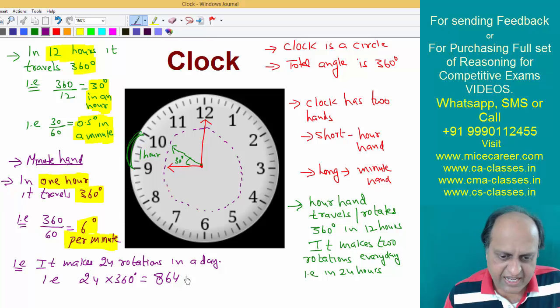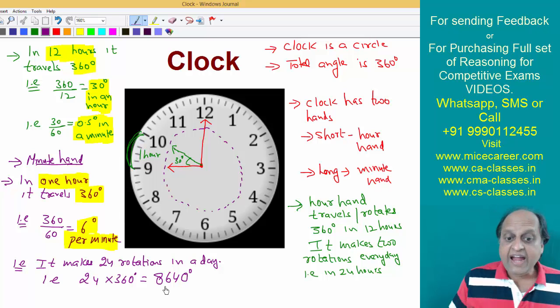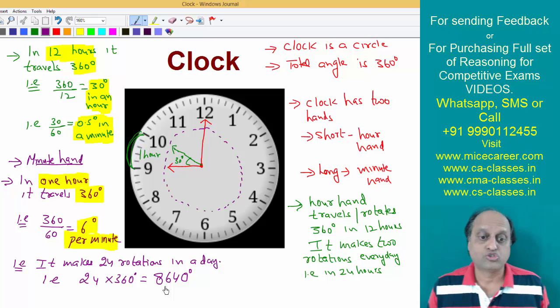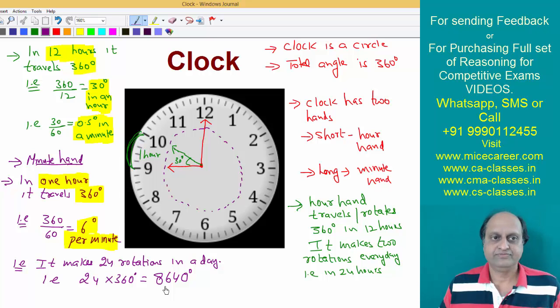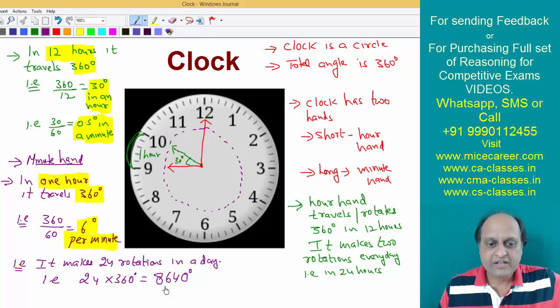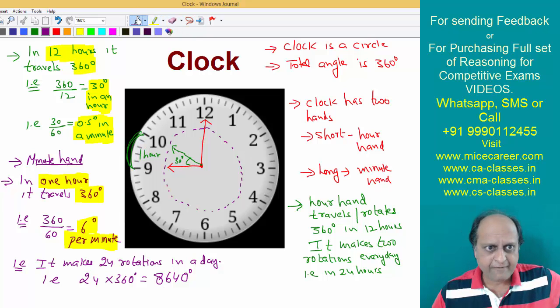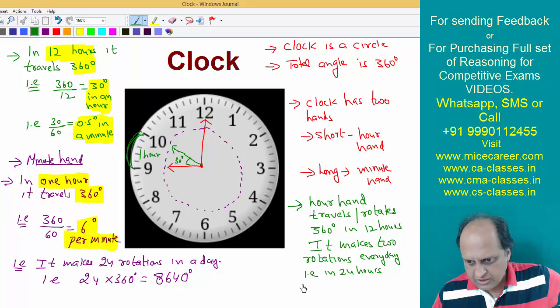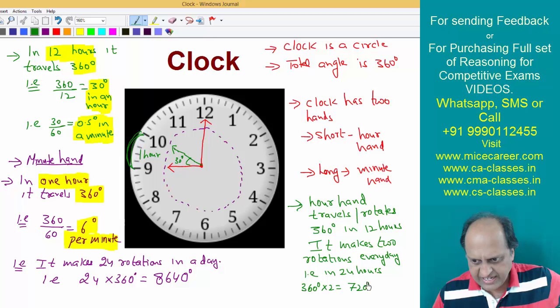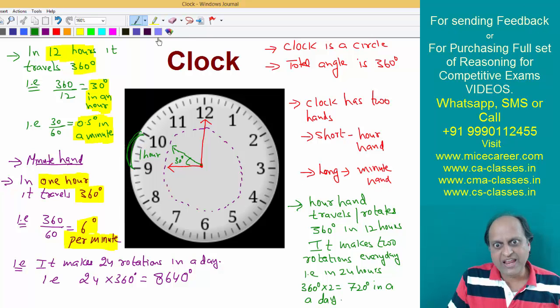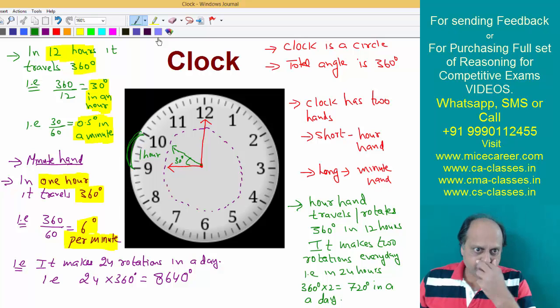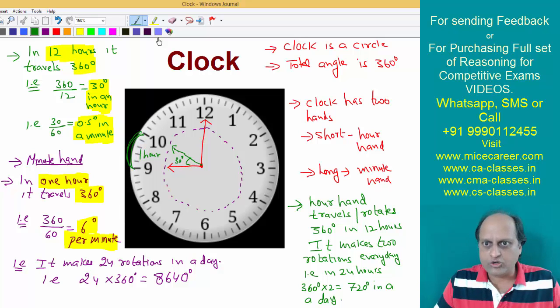So it basically travels 8640 degrees in contrast to the hour hand. Now is the idea clear? While the hour hand used to travel, I'll write here, 360 into 2, 720 in a day, right? Is the idea very clear? I think you have grasped all the concepts related to clock.